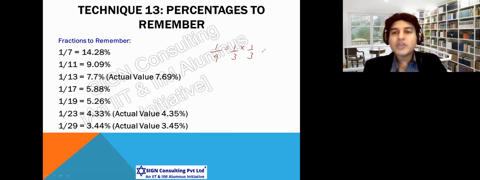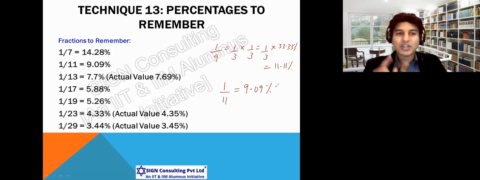Now let's take 1 by 9, because for 1 by 9 I can use the split method. I know that 1 by 3 is 33.33 percentage, so 1 by 3 of this is 11.11 percentage. Now 1 by 9 and 1 by 11 have a very close similarity, because 1 by 9 is 11.11 percentage. When I have to express 1 by 11 in terms of percentage, just remember it as 9.09 percentage. Please be careful, don't write it down as 9.9, it is actually 9.09 percentage. That's how you remember the value for 1 by 11.